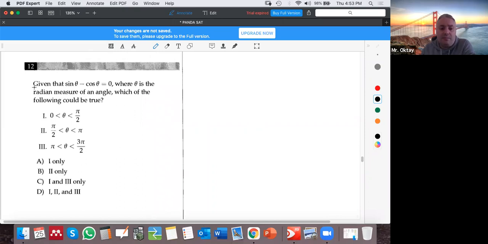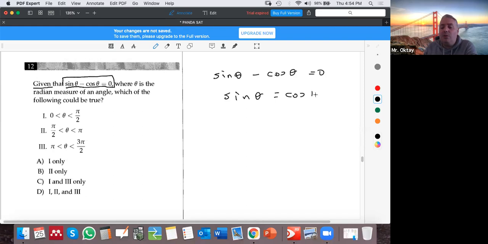Given that sine of theta minus cosine of theta is equal to 0. Oh my God. What does it mean, sine of theta minus cosine of theta is equal to 0? It means that sine of theta is equal to cosine of theta. And first of all, which angles do you know whose sine is equal to cosine? Isn't it 45 degrees? Sine of 45 is equal to cosine of 45.